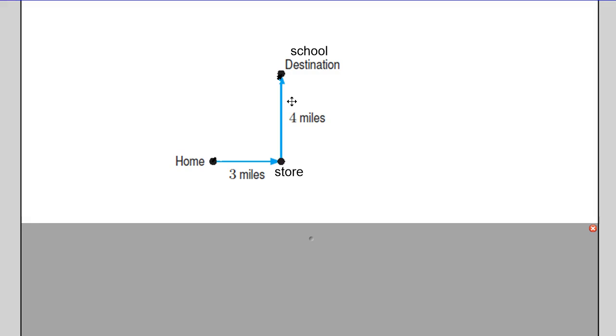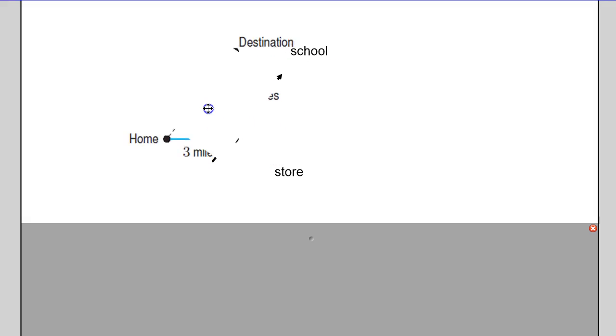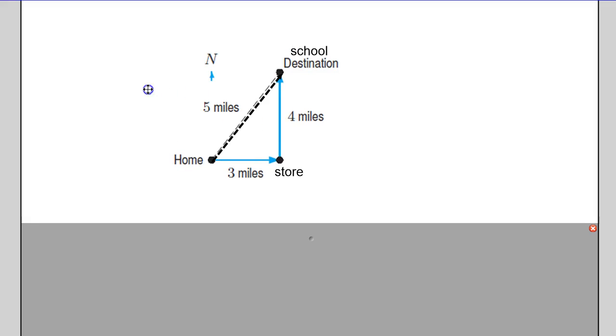I walk 7 miles. But if someone asks, how far is home from school, I wouldn't say 7 miles, just because it took me 7 miles to walk. I would actually have to come up with the shortest distance between home and school. I can determine that by drawing a straight line between the two, and we end up with a right triangle. Then I can use the Pythagorean theorem to get that the distance between home and school is 5 miles.